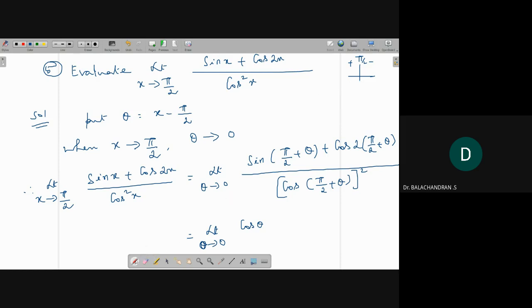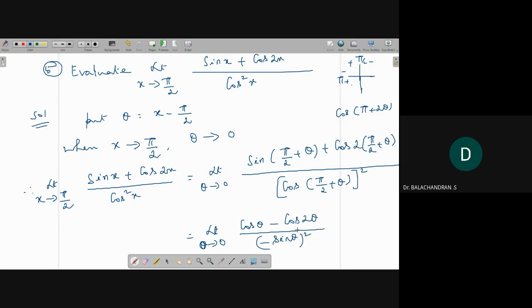Here you have pi, this is a minus and then plus. So you have cos of (pi plus 2 theta). So you are in the third quadrant, so in the third quadrant it is minus, minus cos 2 theta. Similarly, the denominator is cos of (pi by 2 plus theta). So second quadrant, so it is minus sin theta, whole square.